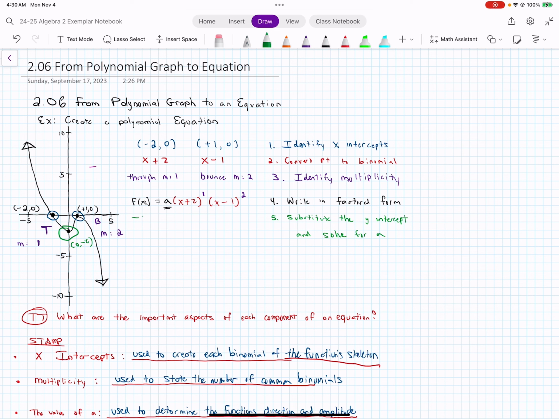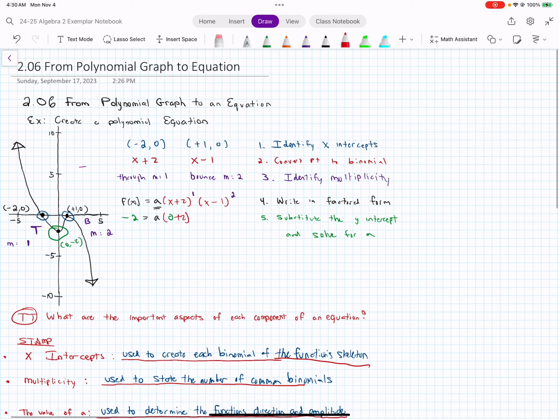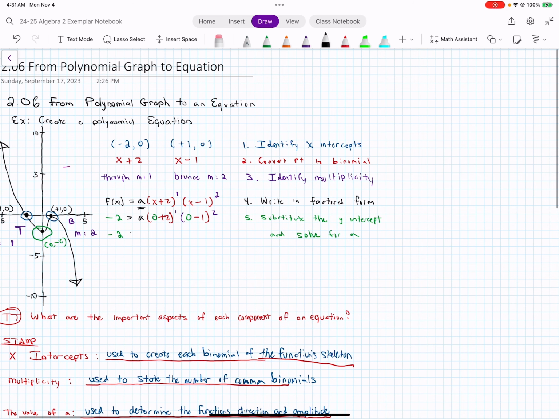Okay, so -2 equals a times 0 plus 2 times 0 minus 1 squared. And now let's solve. -2 equals a. 0 plus 2 is 2. To the first power is 2. 0 minus 1 is -1. And -1 squared is +1.